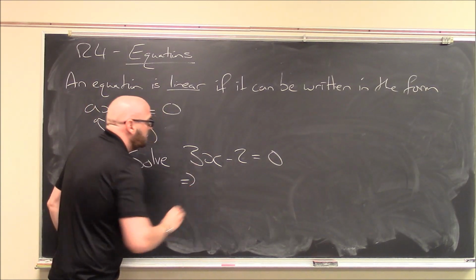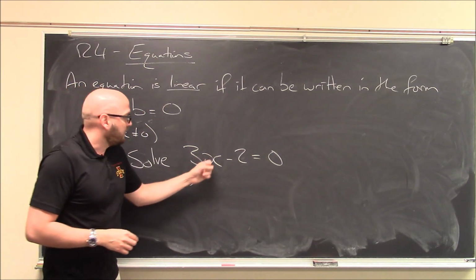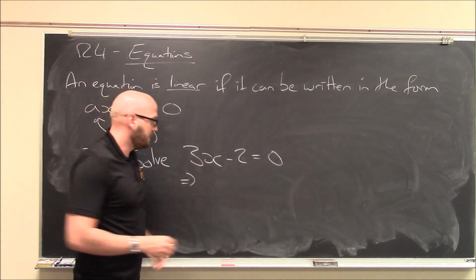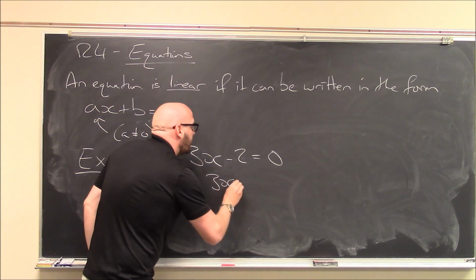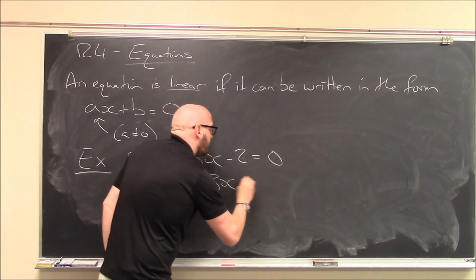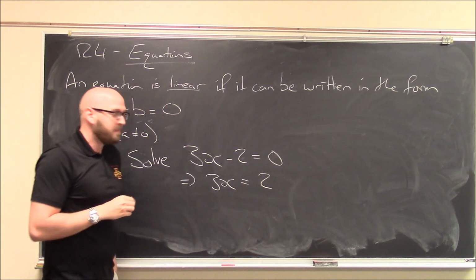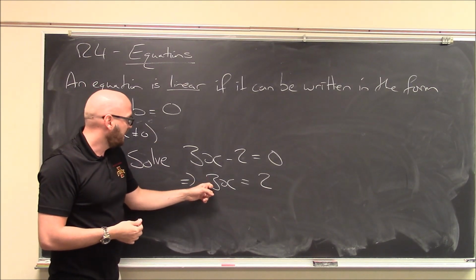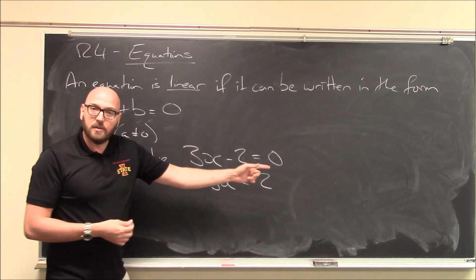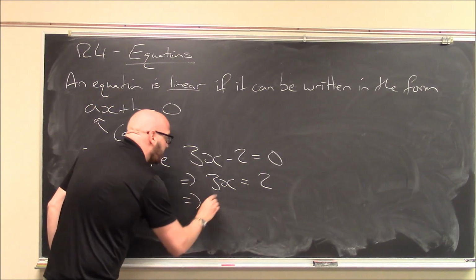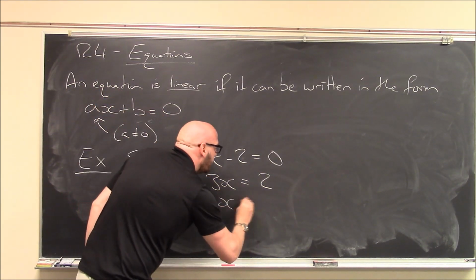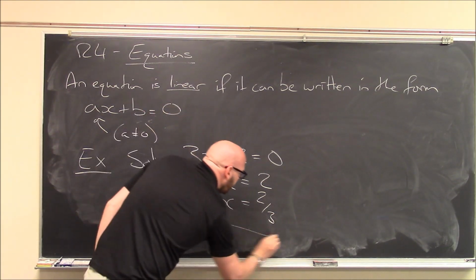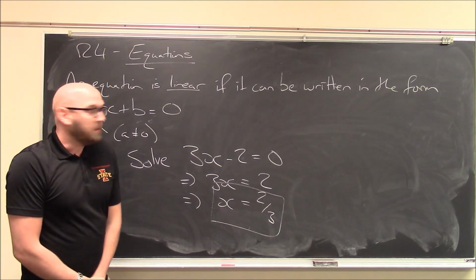Well, what do you usually do? I want to isolate x, right? So I'd want to get this 3x expression by itself. So let's add 2 to both sides. This means 3x, if I add 2 to the left and add 2 to the right, I'm left with 3x equals positive 2. Again, I want to continue isolating x. Well, I've got this 3 that's multiplying it. So let's divide both sides by 3. So if I divide the left by 3, I just have x. If I divide the right by 3, I have 2/3. And there's my solution. X equals 2/3.